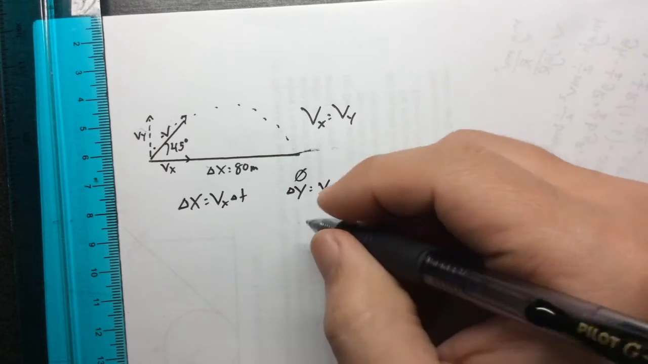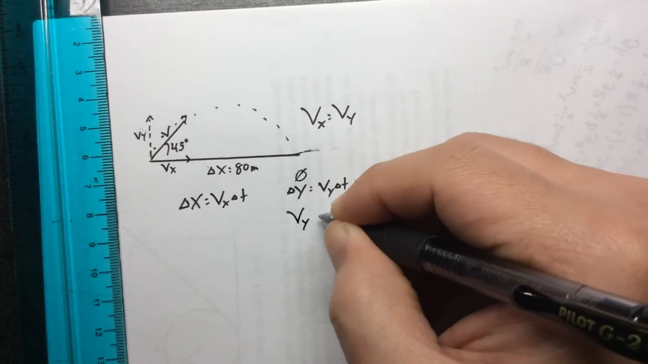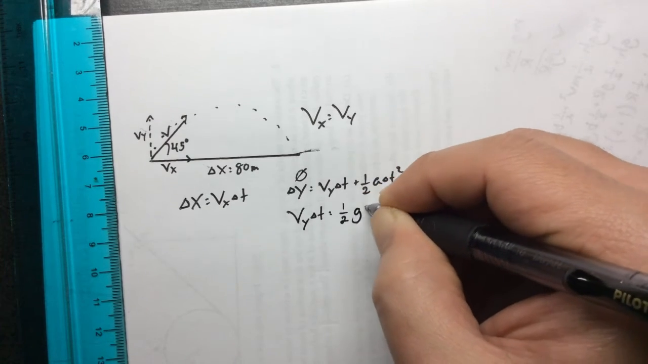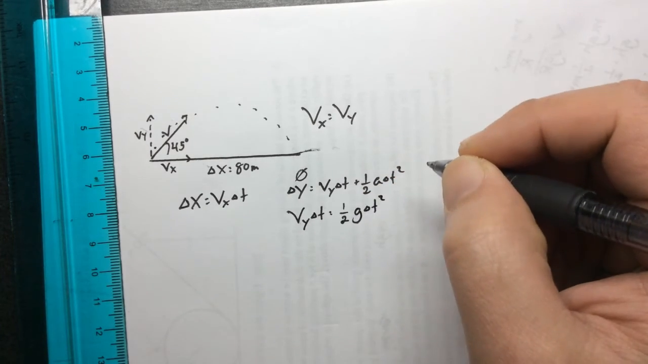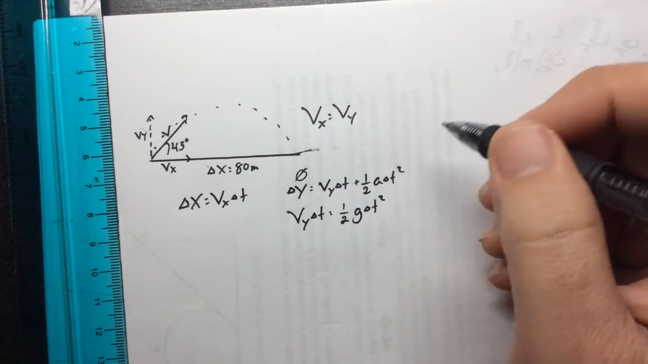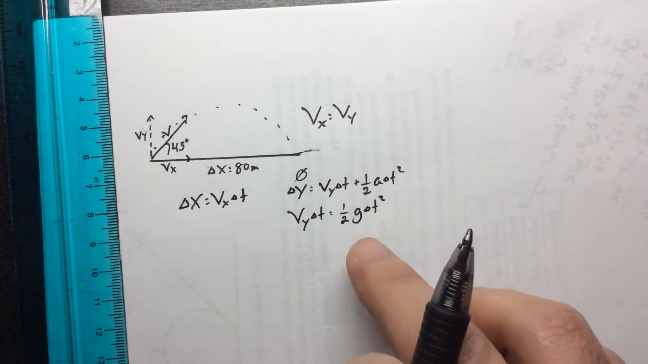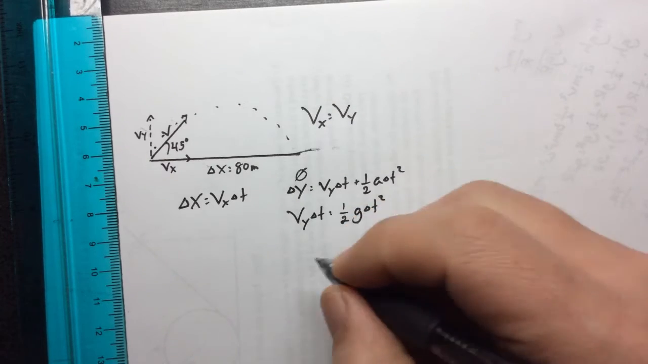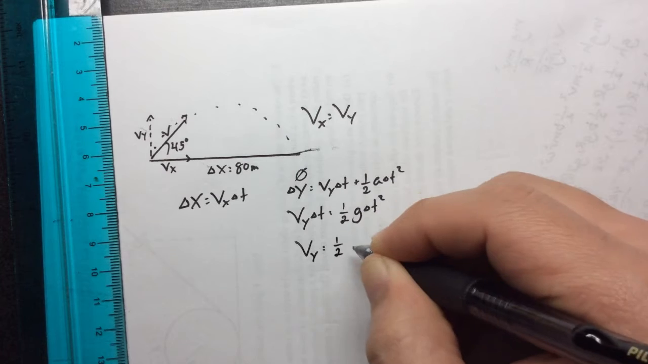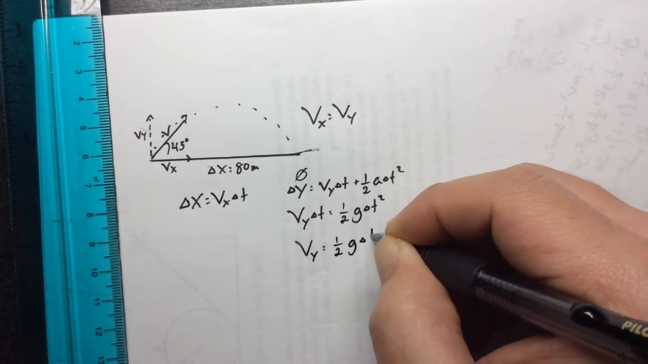So we just make them equal by saying that Vy delta t is equal to the 1/2 g delta t squared. Now, if you're wondering why that is negative here, when you plug in g it should be negative, so it will make this math work out. Looking at it, the t's cancel out. So Vy is equal to 1/2 g delta t.